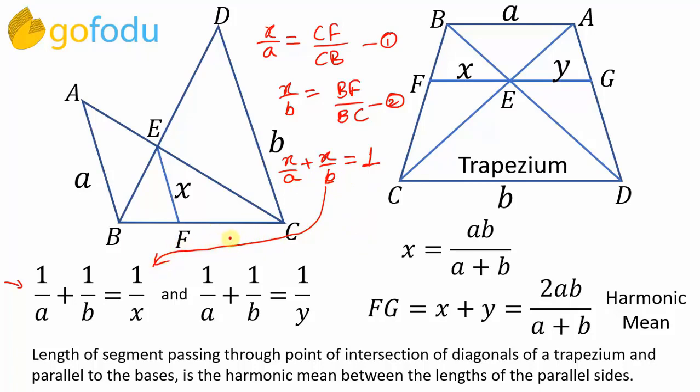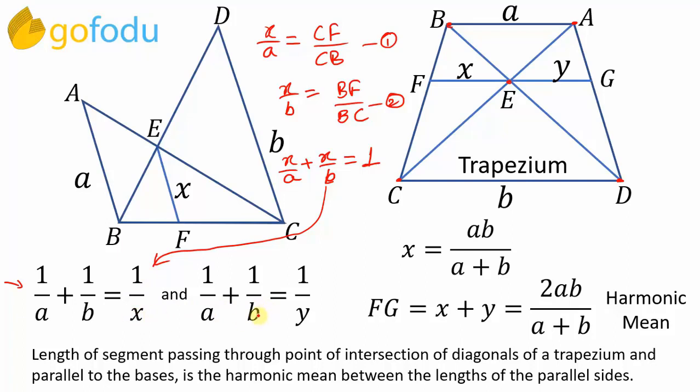So from this we can easily get this result: 1 upon a plus 1 upon b is equal to 1 upon x. Similarly, if we consider this figure A, B, E, C, D, in this figure we have AB and CD parallel to this middle line EG. So in place of x, now we have y. The overall result will still be the same: 1 upon y will be equal to 1 upon a plus 1 upon b.